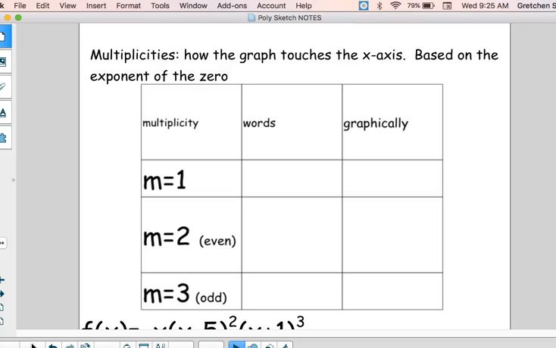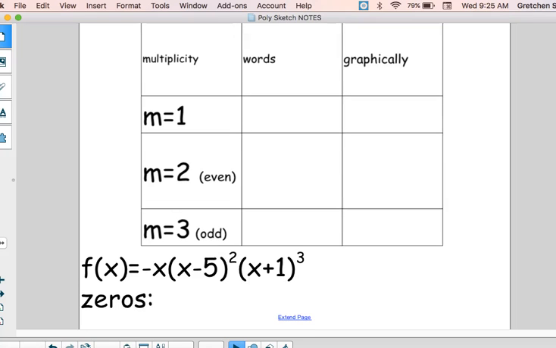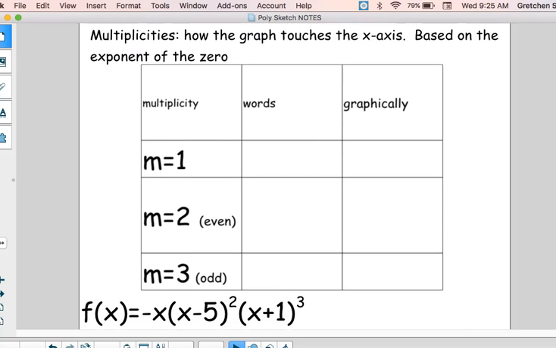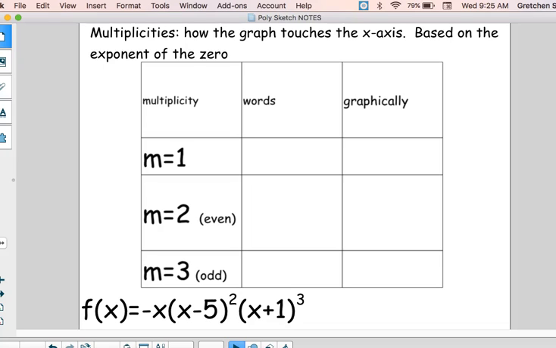Multiplicities has what word in it? Multiples. It means your exponent. How many of these x minus 5s do we have? 2. So that has a multiplicity of 2. How many of these x plus 1s do we have? 3. So that has a multiplicity of 3. So when it says multiplicities, it just means what's your exponent on your factor.